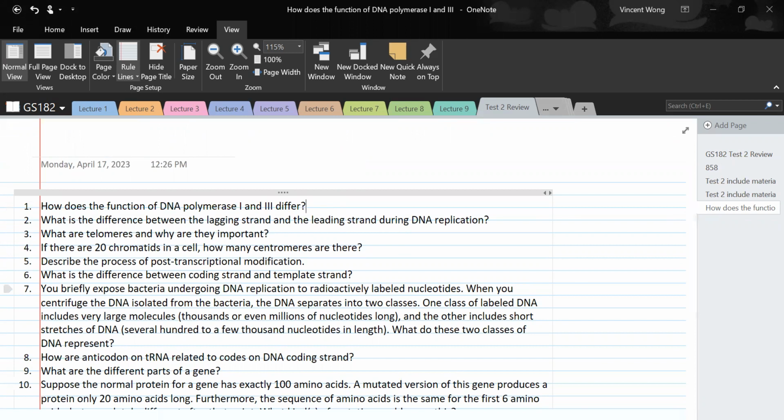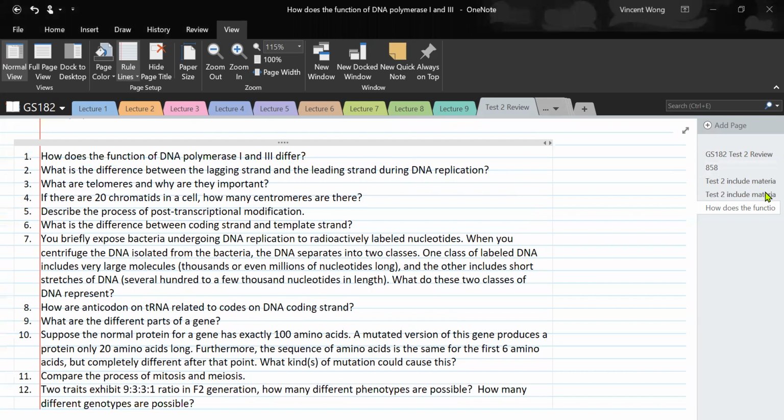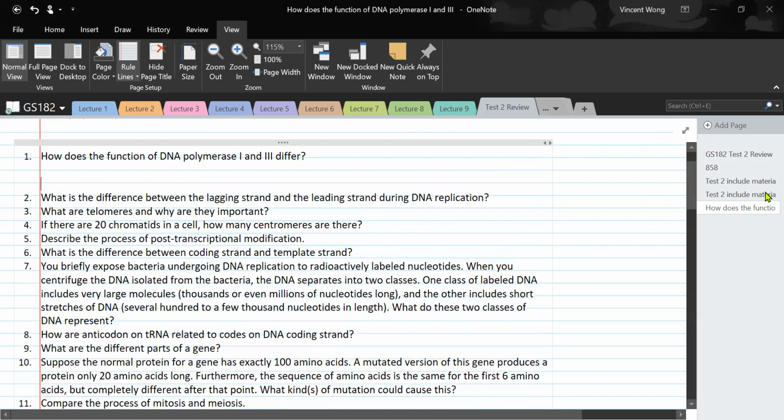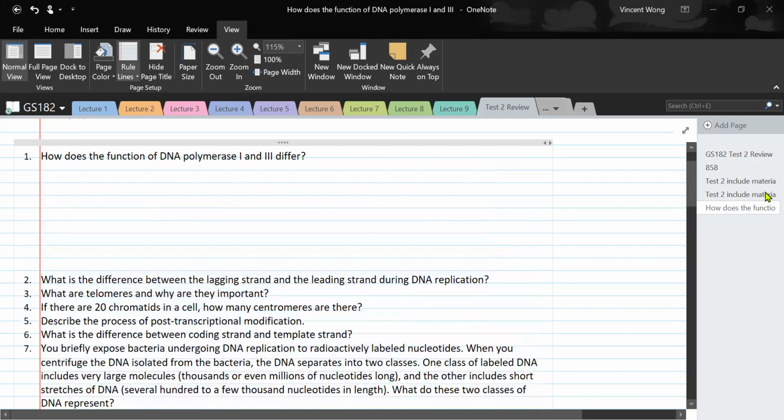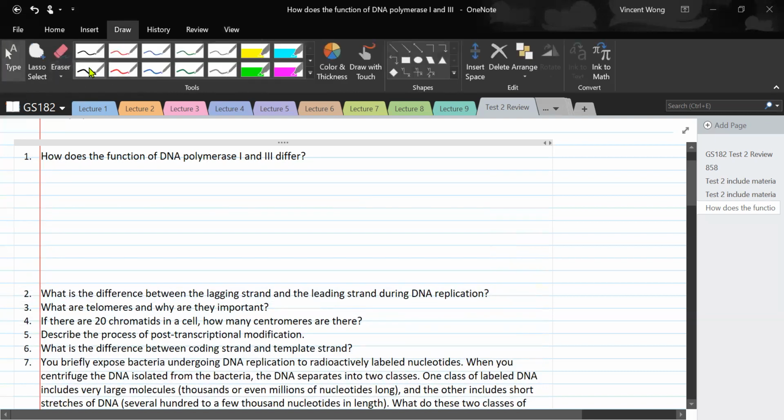So here is the test two review that I posted a while back, and we're just gonna go through them. First question here: how does the function of DNA polymerase 1 and 3 differ?